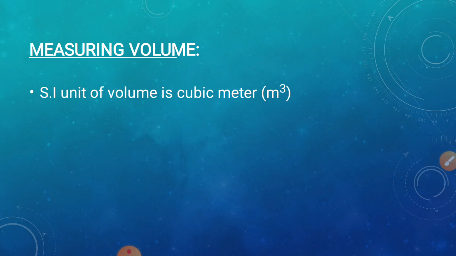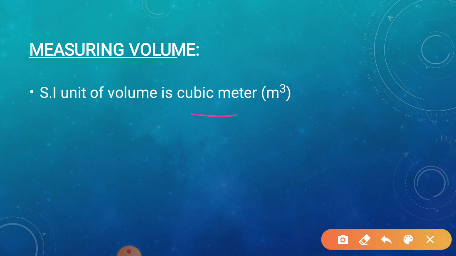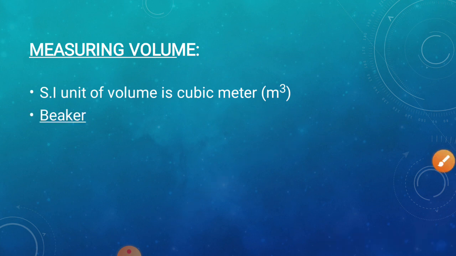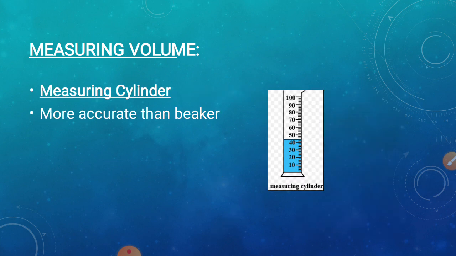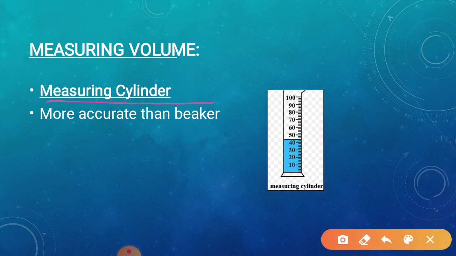Next is how could you measure volume? To measure volume, there are different equipments. But first of all, what is the SI unit for volume? The SI unit for volume is cubic meter. To measure volume, you can use a beaker, which looks like this. You can also use a measuring cylinder. A measuring cylinder is much more accurate than a beaker. It measures up to the nearest centimeter, for example 99 centimeter.